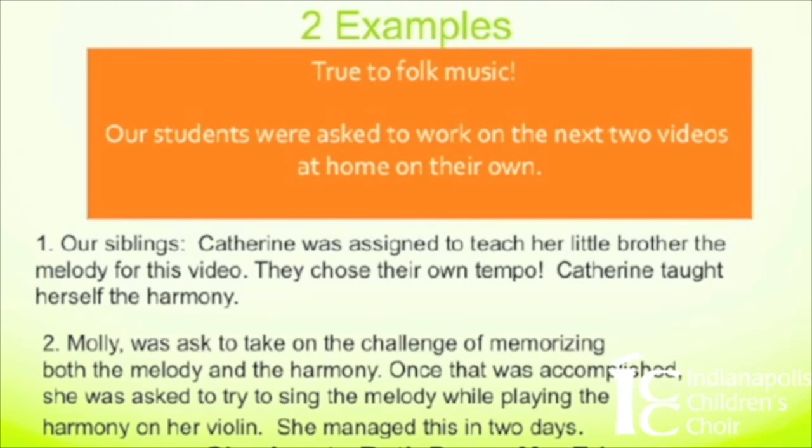The second part of this little video was Molly. And Molly was asked to take on the challenge of memorizing both the melody and the harmony. And once that was accomplished, she was asked to try to sing the melody while playing the harmony on her violin. She managed this in the 2 days required. So we're going to give you a little bonus. We hope you enjoyed our video today.